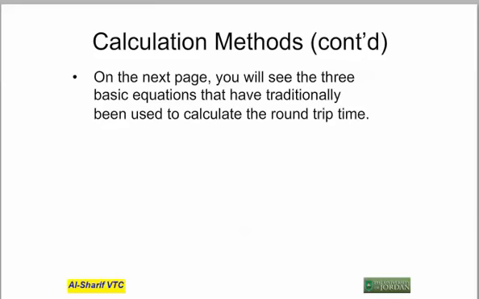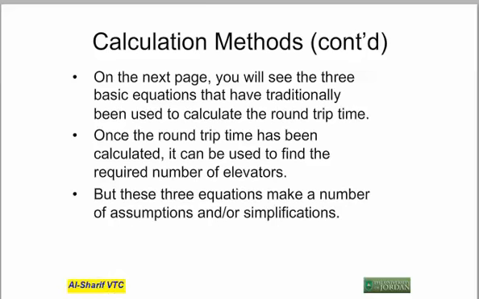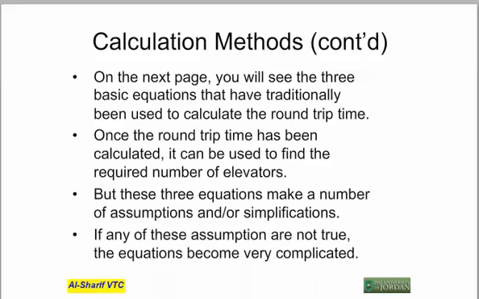What I'm going to show you now are the basics of how calculation methods started, what equations they were based on, and what assumptions they made. And as you will see, once we calculate the round-trip time, then we can divide that by the required interval, and we can then find the required number of elevators.